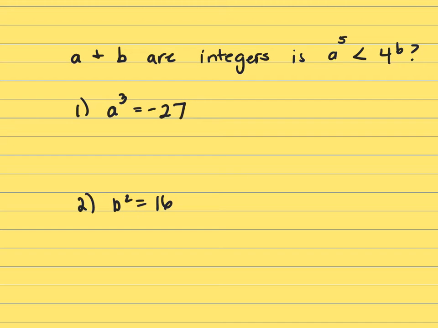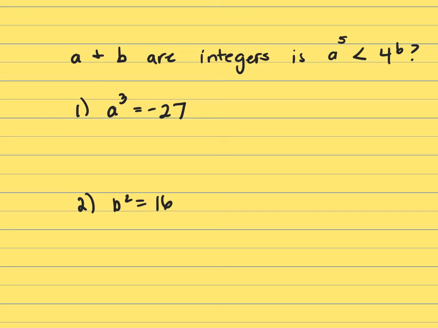Trying to figure out if a to the fifth is less than 4 to the power b. So a cubed is negative 27. So the way I did it, I just thought of another way to work it.